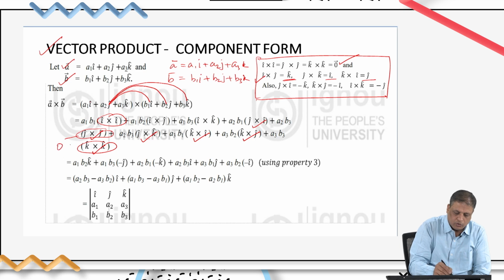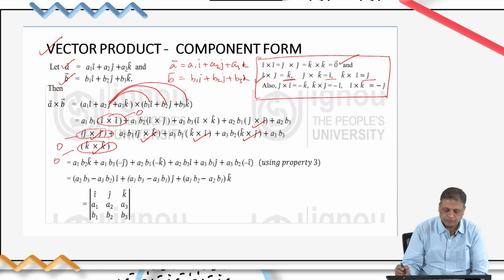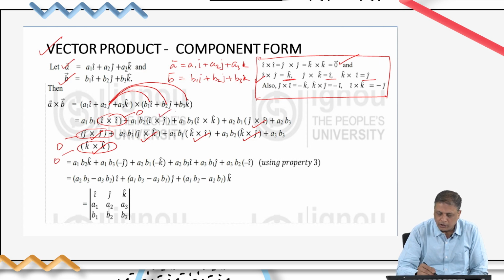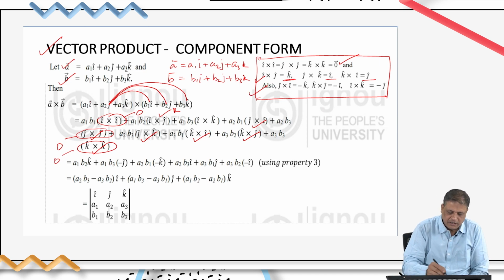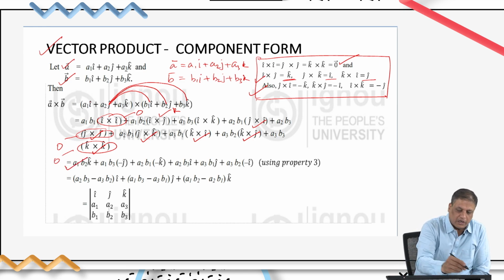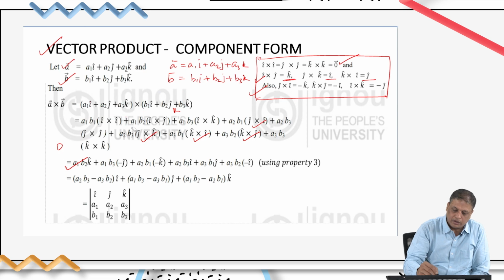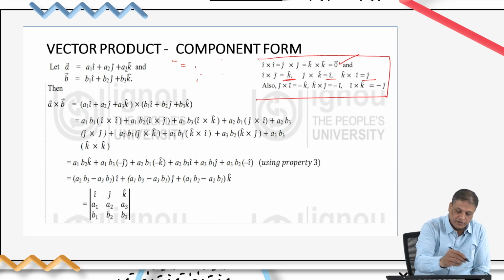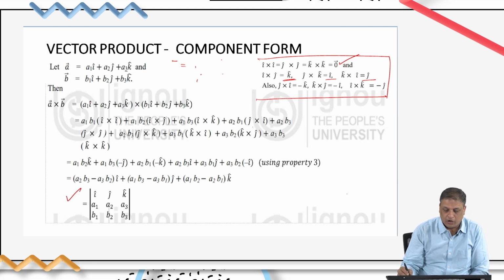These all are 0. And we know that I cross j is equal to k, similarly j cross I, and all those things we are using these identities. So, the expression will resolve to this one. If we see the expression closely, we find that this expression is nothing but the determinant representation of the components of vector A and B.